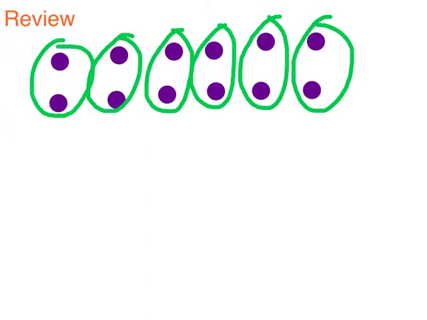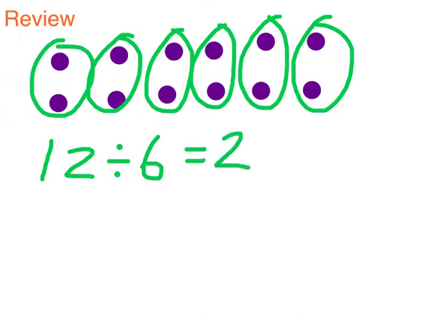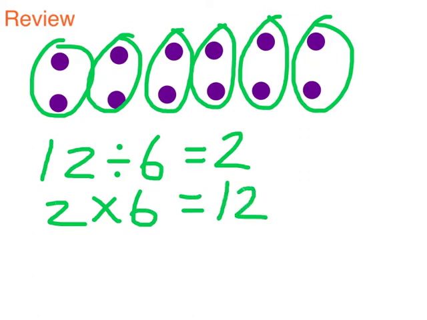So just one more example here. If we had 12 dots all together and we divided them into 6 equal groups, we see that there would be 2 in each group. So we could turn this around and turn into a multiplication sentence. Working backwards, 2 times 6 is equal to 12. We could also say, if we want to write another division, that 12 divided by 2 is equal to 6. All these equations are related and they show the same thing.